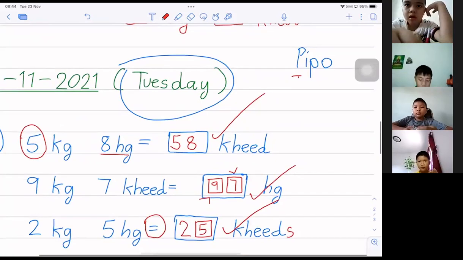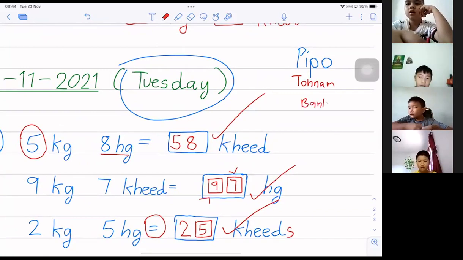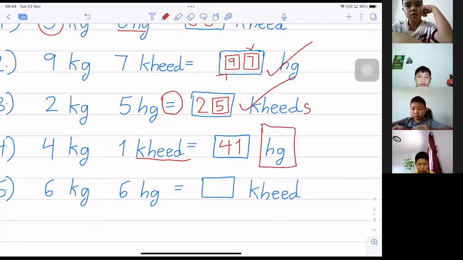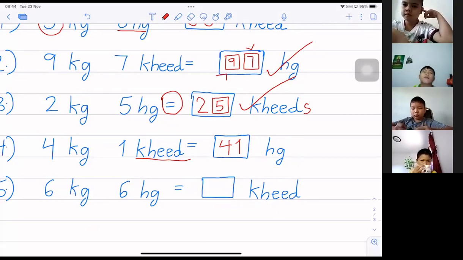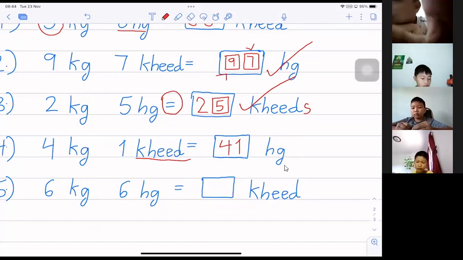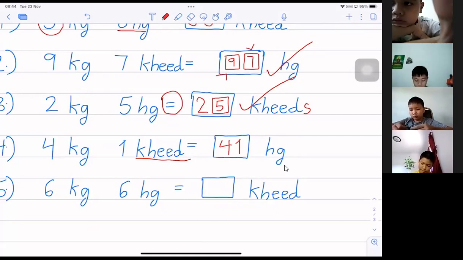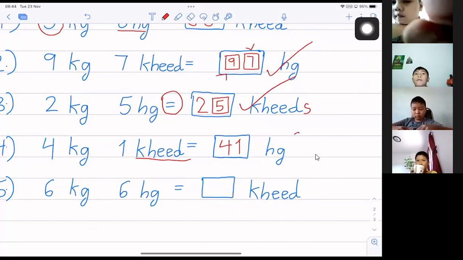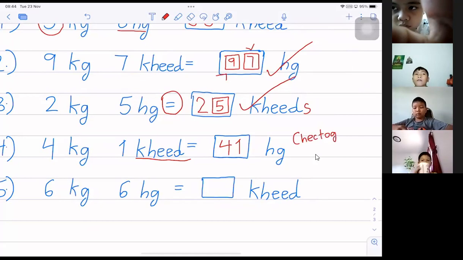Wait, let me write your name. 41 HG. Students, what is HG? I told you many times. What is HG, students? Yes, hectograms. Okay. Do not forget. HG means hectograms.